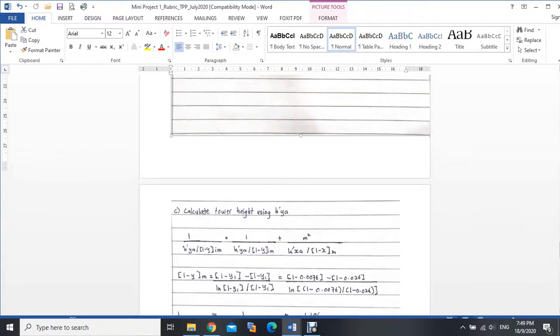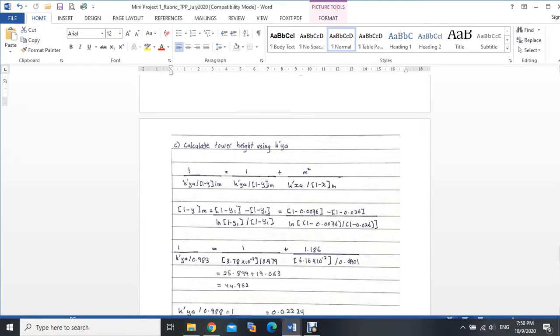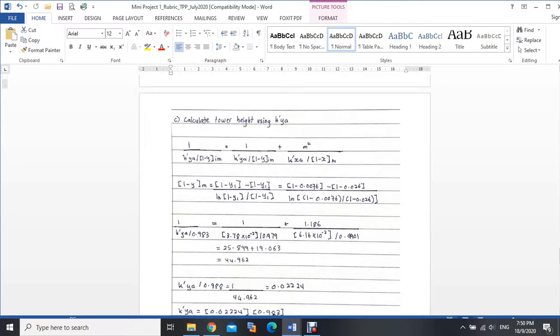Okay, next we are going to continue to calculate the tower height using K prime YA. The question doesn't give us the clue of K prime YA to calculate Z. So we need to calculate the K prime YA using the equation. So we must make sure that we pick the correct equation to calculate the packed absorption column. This is the equation to calculate K prime YA for packed absorption column. Okay, this one.